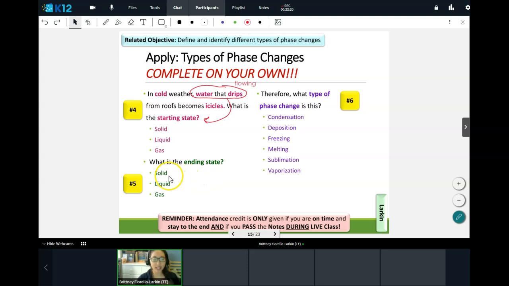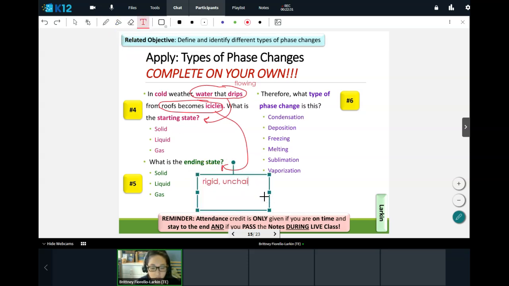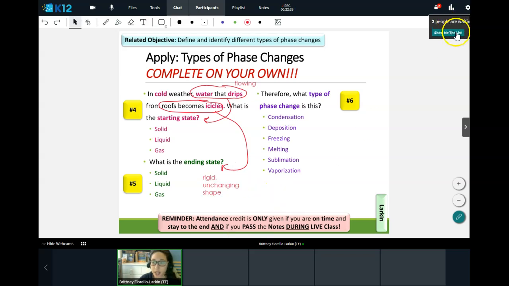Go, go, go. What is the ending state then, right? So ending state is number 5 here. So it becomes icicles. So for this one, we want to think about how icicles are rigid and they have unchanging shape. So you should be able to think, is that going to be a solid, liquid, or a gas? Go ahead and answer number 5 and raise your hands.